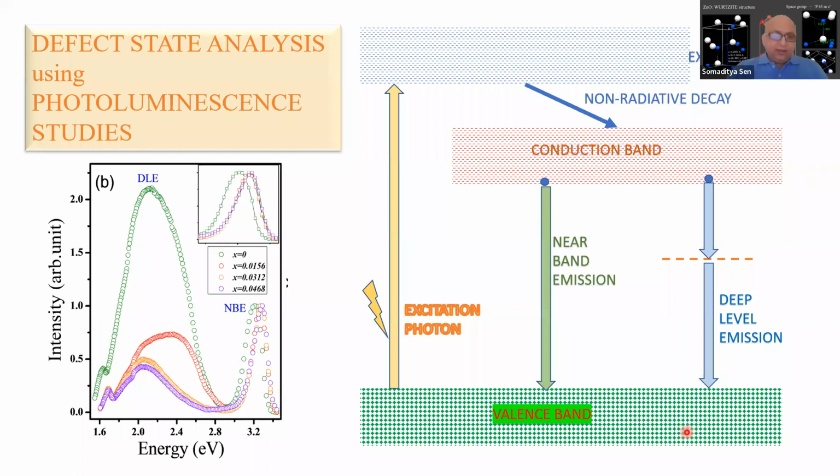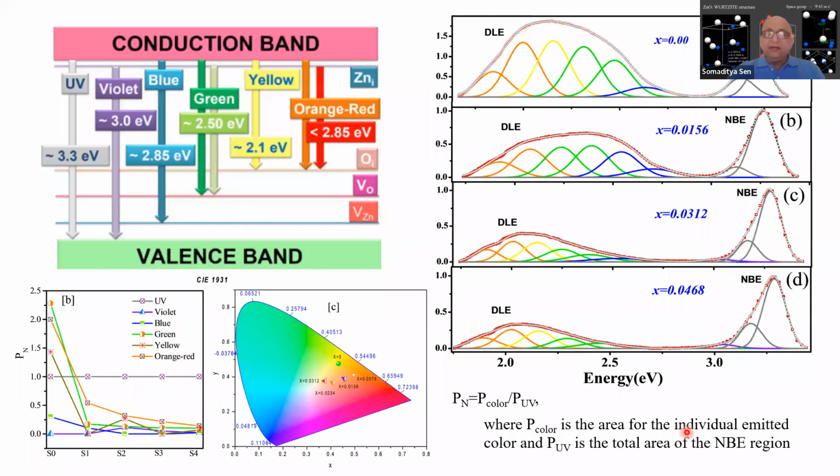Now, oh, sorry, I misplaced this thing. So this is the photoluminescence studies, which I already mentioned, and this is the graph that I wanted to show you. This is a deconvolution of the different types of defects that are available.